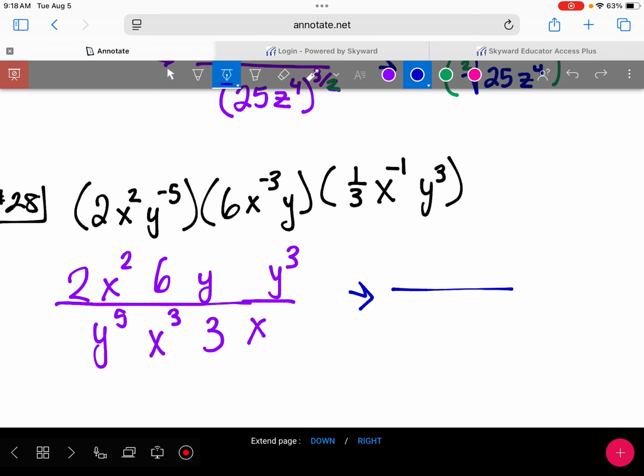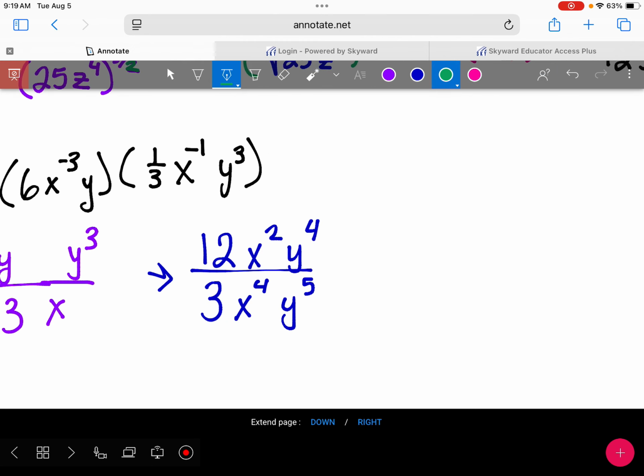So we can combine things together in here. I've got my 2 and my 6. We can multiply those together to get our 12. I've got my x squared, and I have y times y cubed, which gives us a y to the 4th. That's my numerator here. And then simplifying my denominator, we have our 3. X cubed times x gives me x to the 4th, and y to the 5th. So that's what lets us look at this and simplify.